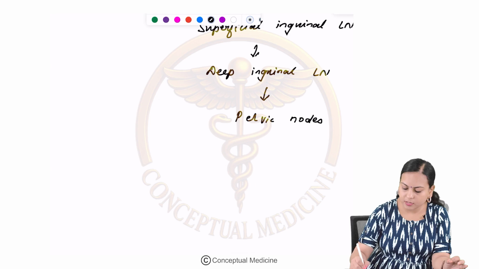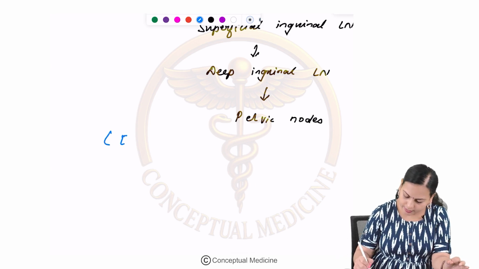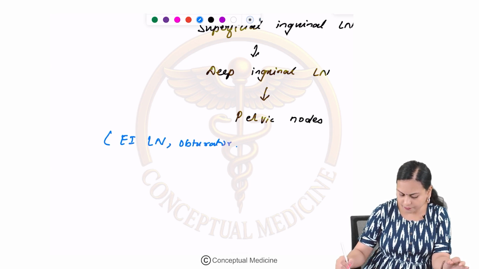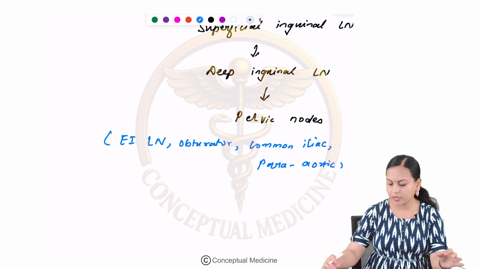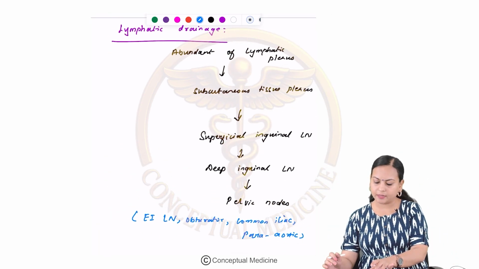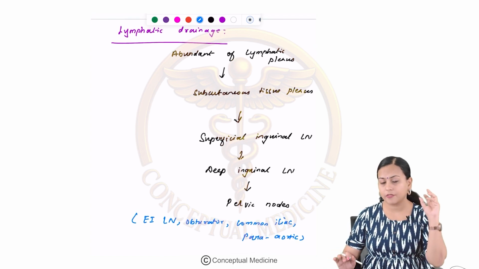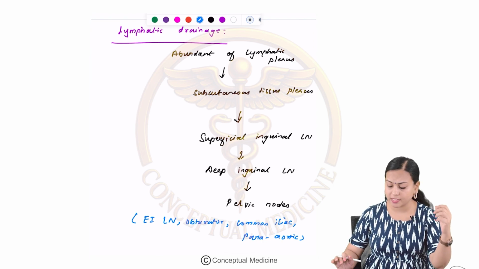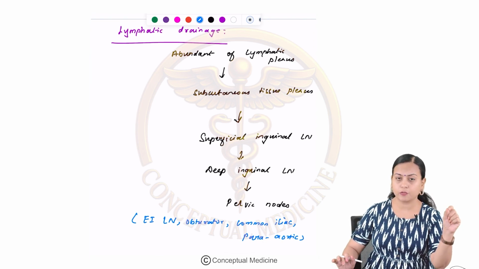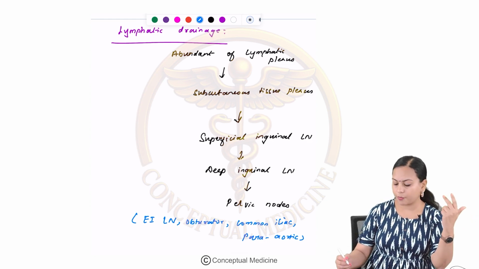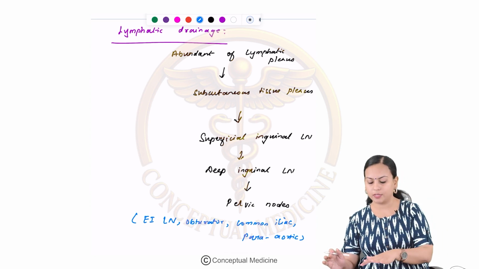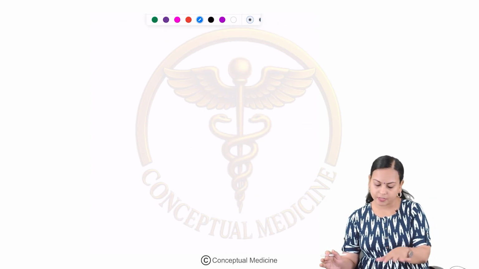Okay, pelvic nodes in the sense it may go to the external iliac lymph nodes, obturator lymph nodes, or the common iliac or para-aortic. Okay, so this is how the lymphatic drainage is happening in the vulva. There is abundance of lymphatic plexus that will be draining into the subcutaneous tissue plexus. Then it will be going to the superficial inguinal lymph node, deep inguinal lymph node, and followed by all the pelvic nodes, especially the external iliac lymph nodes, obturator lymph nodes, common iliac, and finally it will be going to the para-aortic lymph nodes. Okay, yes.